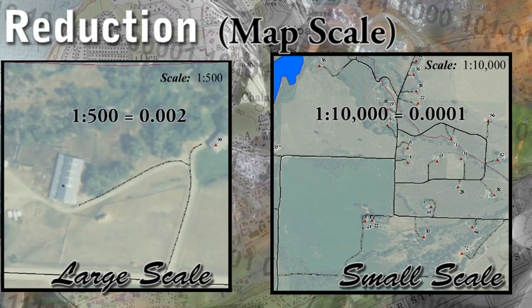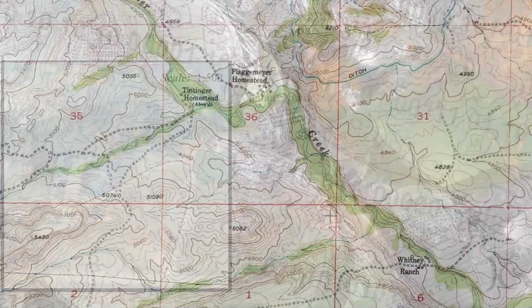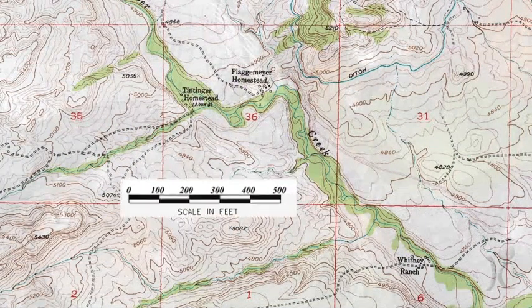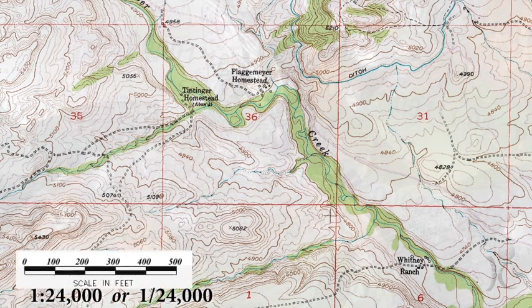Our map scale, or relationship between certain distances on the map and the distance on the ground, are often revealed somewhere on the map. We can use a scale bar or a simple textual proportion, such as 1 to 24,000.